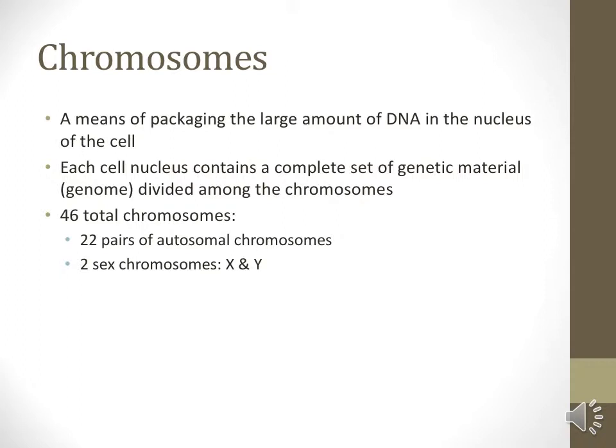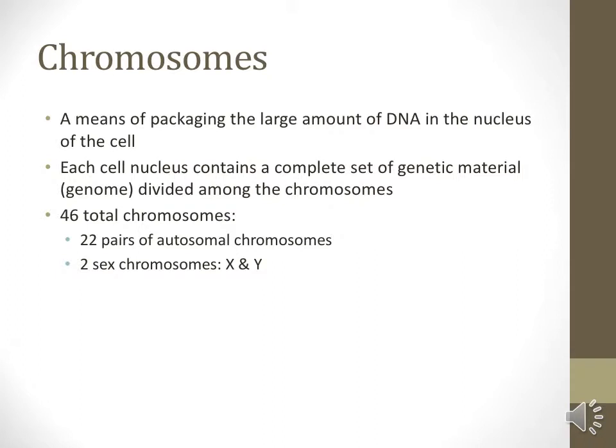Most individuals have 46 chromosomes in total. There are 22 pairs of autosomal chromosomes, so in total that would be 44, plus 2 sex chromosomes. This could be an X and a Y chromosome for males, or 2 X chromosomes for females. Again, each cell has a complete set of the genetic material. It doesn't matter if that cell is coming from your foot or your mouth or your liver. It has that individual's complete set of genetic material.